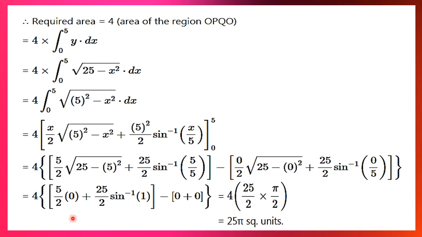Now, 4 into 25 upon 2 into sine inverse 1, which is pi upon 2. So, after simplification, we will get 25 pi square units.